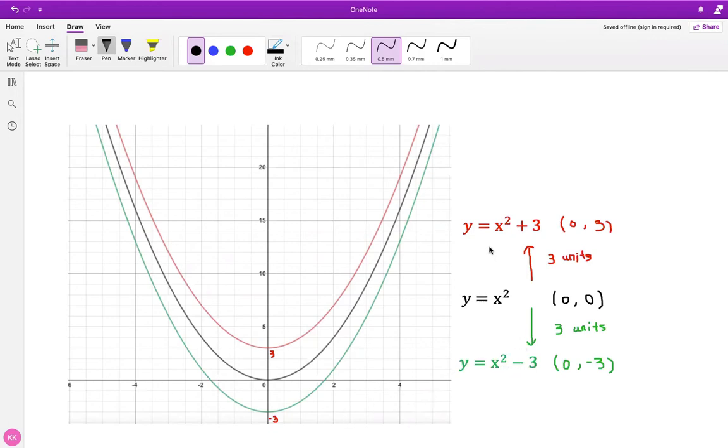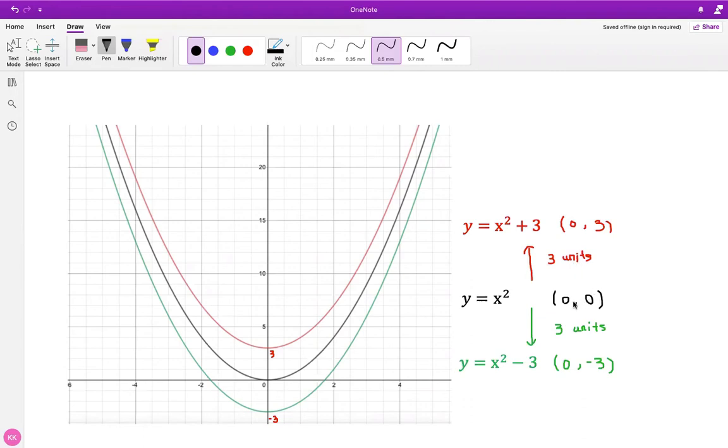In order to draw y equals x squared plus 3, I need to shift everything up 3 units based on the y equals x squared curve. When I graph y equals x squared minus 3, I need to shift the y equals x squared graph downwards 3 units. So how does the constant here affect the function? Basically, it affects the y values of the function, so the range is affected and the vertex is also affected.